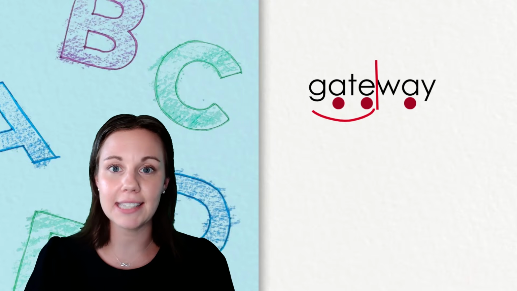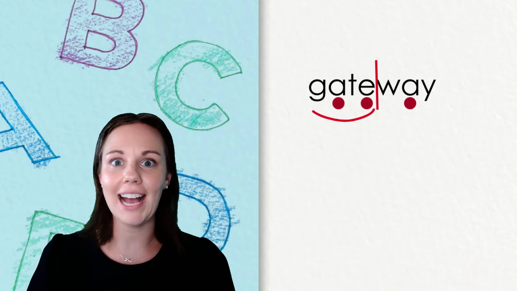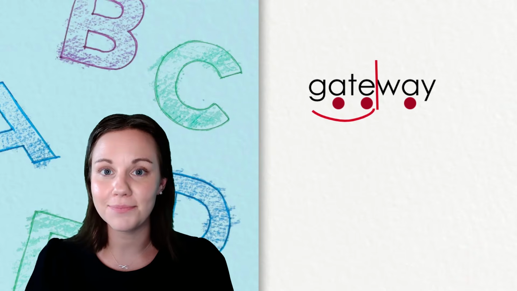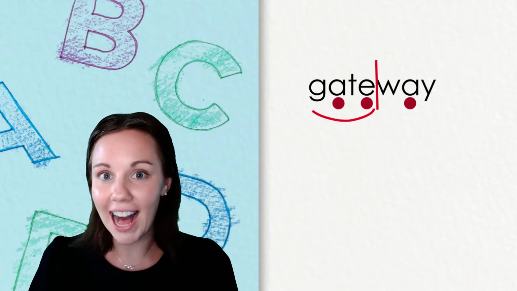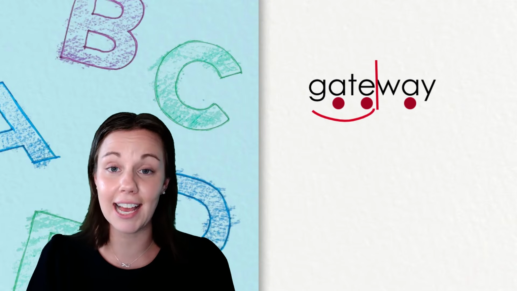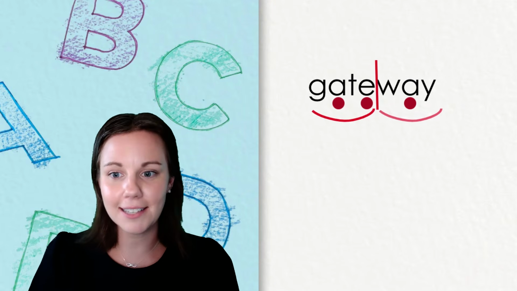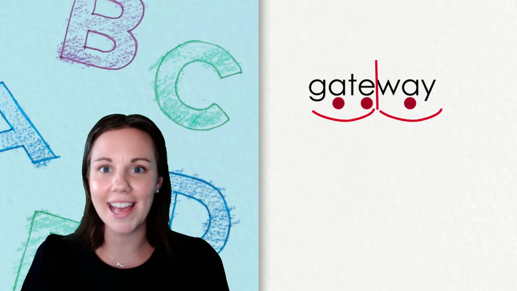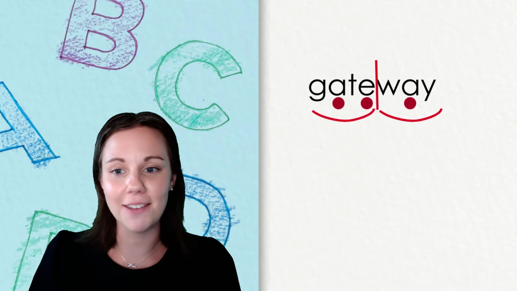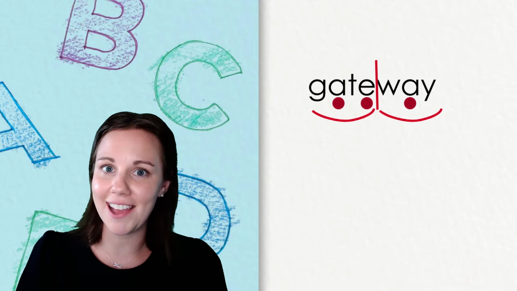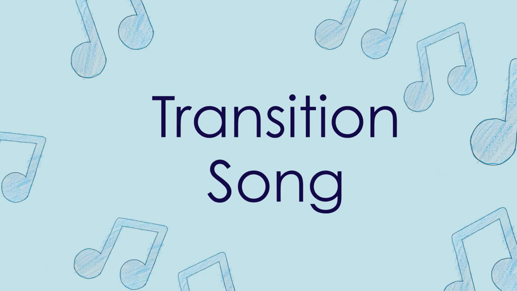Let's peek at our second syllable. I notice a clue. Do you see our vowel team? AY makes a long A sound. The second syllable says way. What's the full word? Say it with me. Gateway.